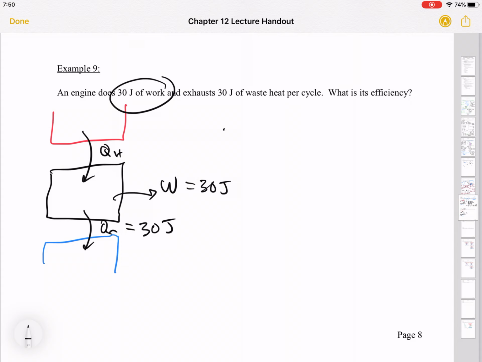Okay, efficiency, remember, is work divided by Q hot. So I'm going to need to know Q hot before I can go any further. Looks like if I'm losing 30 joules here and 30 joules there, I need to put in 60 joules for energy to be conserved. And then I can solve this. So that's 30 joules of work done divided by 60 joules pumped into the system. That's 50%.